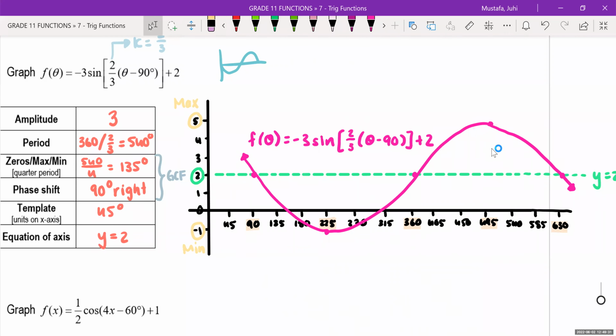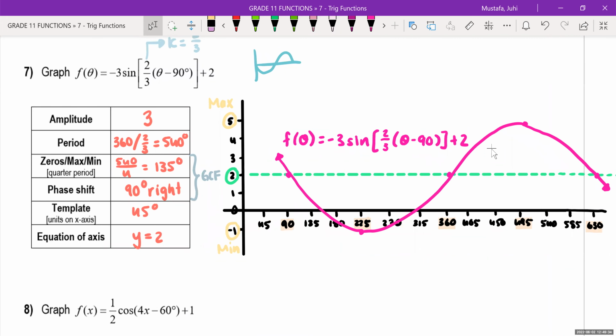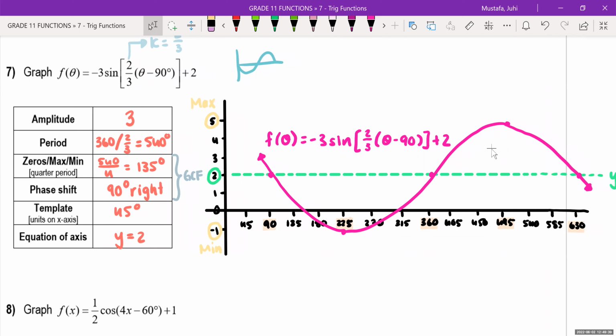Okay, let's do our check. So is the equation of axis y is equal to 2? Yes. Is the amplitude 3 at the top and 3 at the bottom? Yes, it is. From start to finish, have we covered 540 degrees? Well, we're starting at 90 and we're ending at 630. So 630 minus 90 is 540. So we have covered 540 degrees. Something important happens every 135 degrees. I know this because all of these are 135 degrees apart. That's why I had highlighted them. And then is there a phase shift 90 degrees to the right? Yes, there is. And I've drawn a negative sine graph because the sine graph has been flipped over. I also have arrows on both ends.